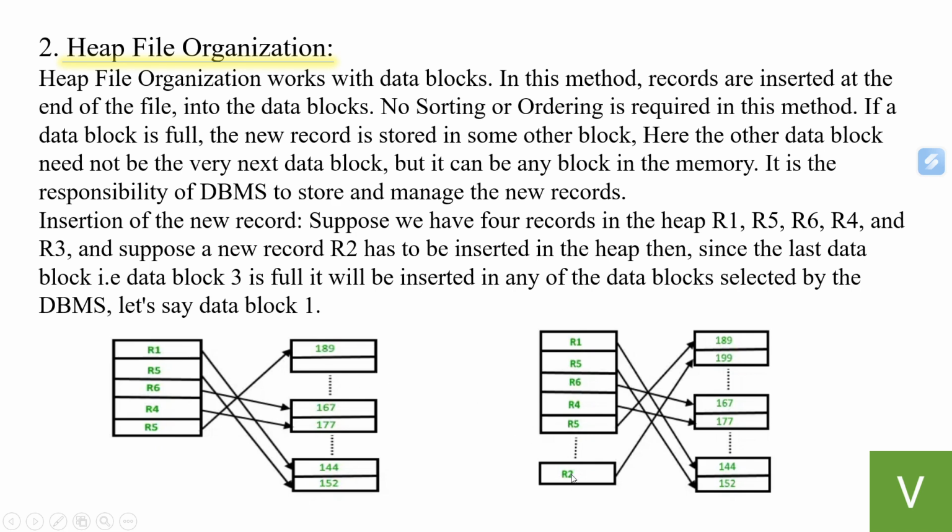If we want to insert R2 at the end of the file, it checks for empty data blocks and inserts it into those empty data blocks. In this image, R2 and R3 are inserted into the empty data blocks from 189 to 199. So this is about heap file organization.